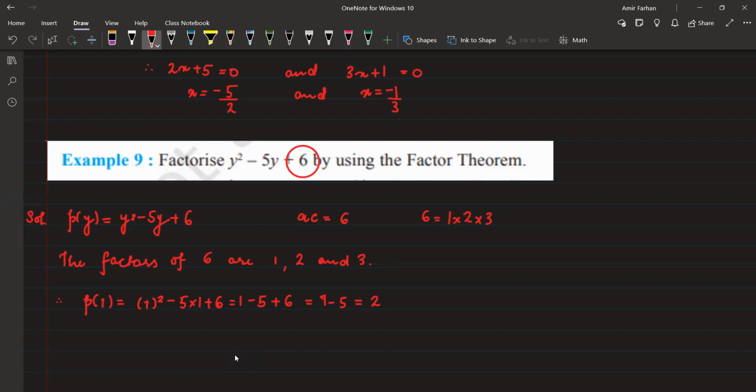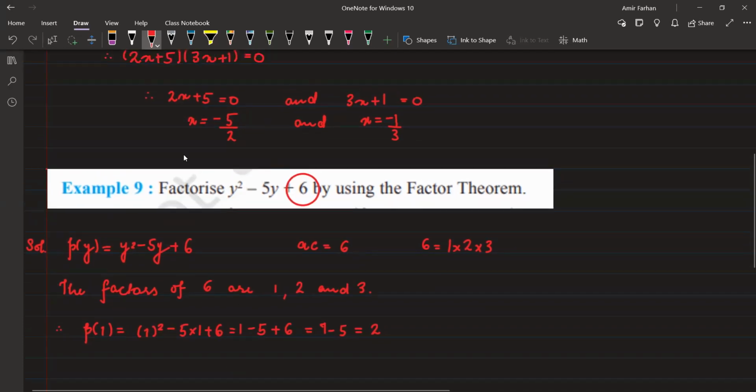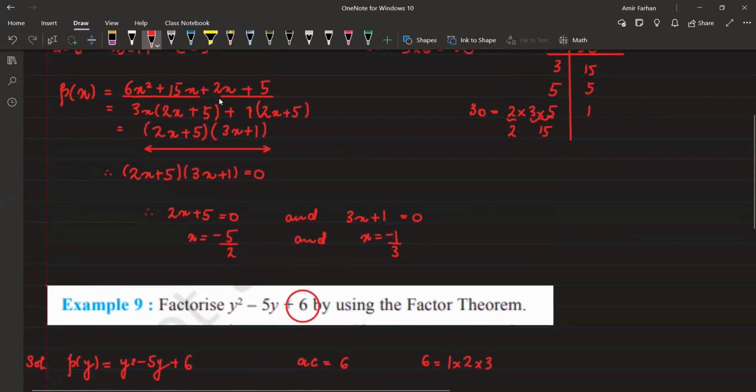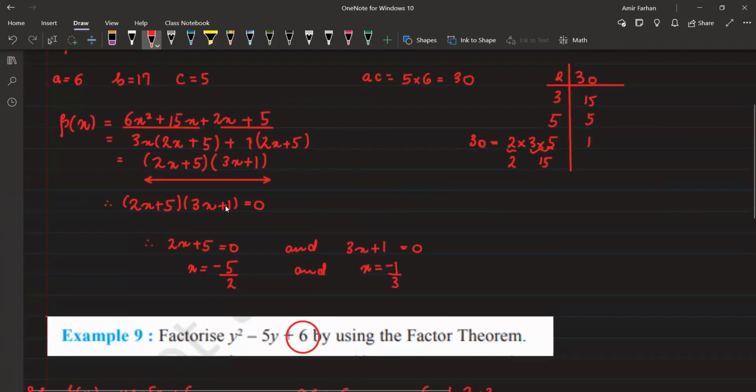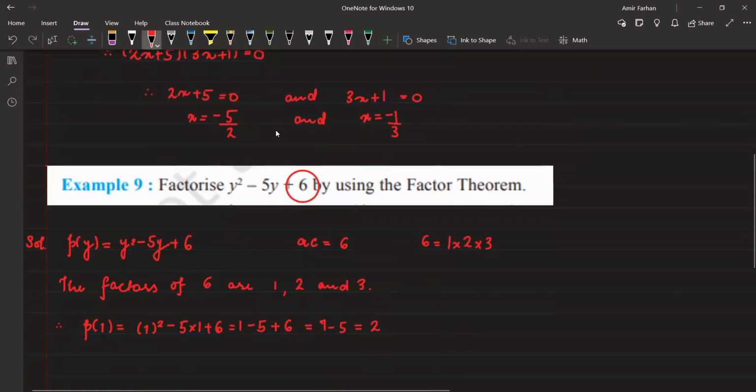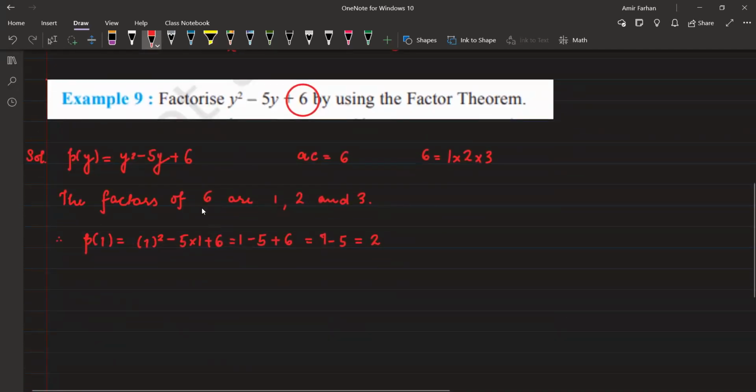Sir, can you explain once again? I am saying that if you substitute the zero of the polynomial in this polynomial, it will make the polynomial equal to zero. That's why it is called the zero of the polynomial. Clear now? Yes, sir. So is 1 making the polynomial equal to zero? No. So it means that it is not a factor. So you will just skip it, you will not write it. You will write not a factor.